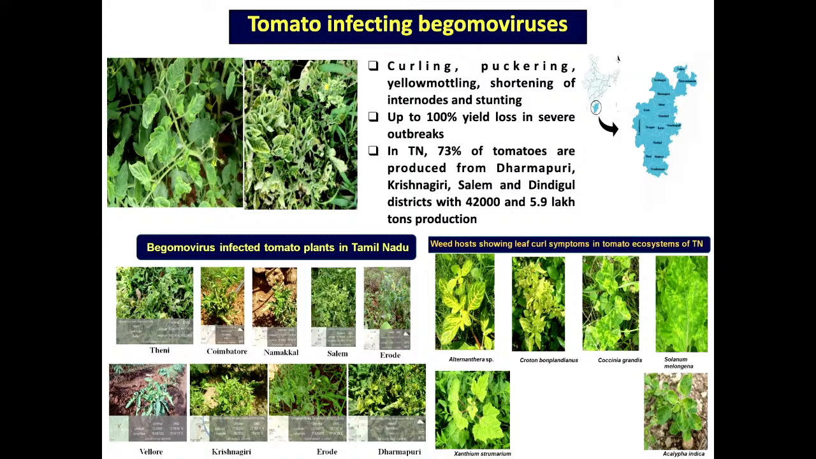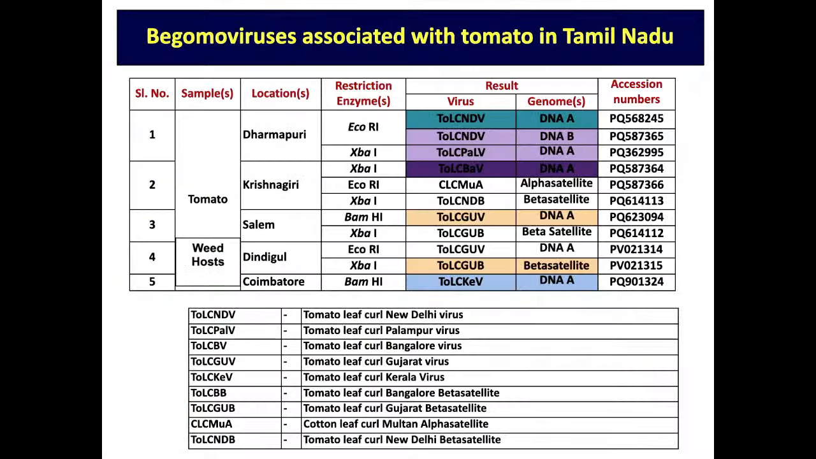In the ecosystem of tomato, we have collected several weed samples, and they also turned positive for the viruses, acting as collateral hosts for the viruses.